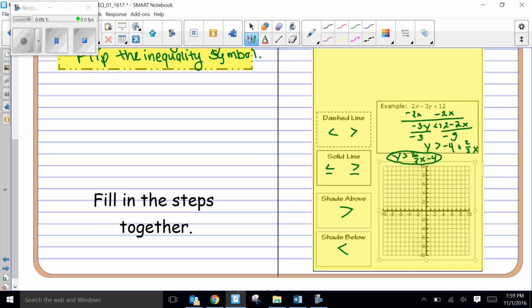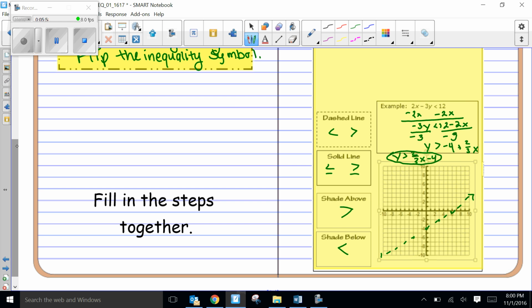So I'm going to go ahead and graph -4 as my y-intercept, and then I'm going to graph my slope of 2/3. So it's going to go up 2 and over 3. Or I can work backwards, down 2 and to the left 3. And my line is going to be dotted or dashed.